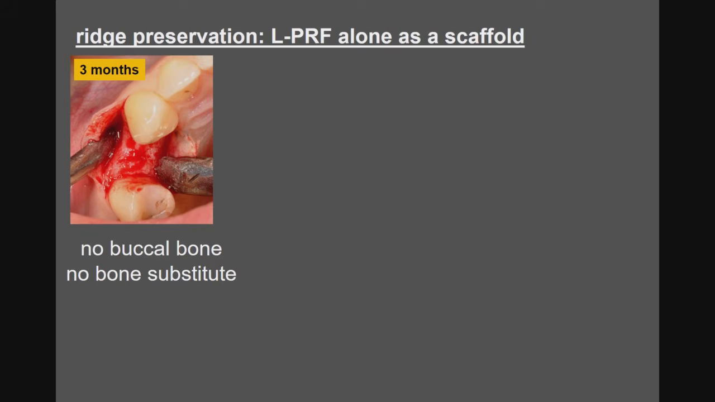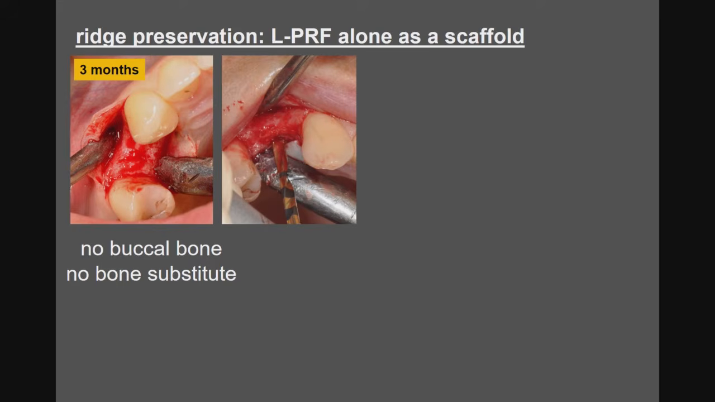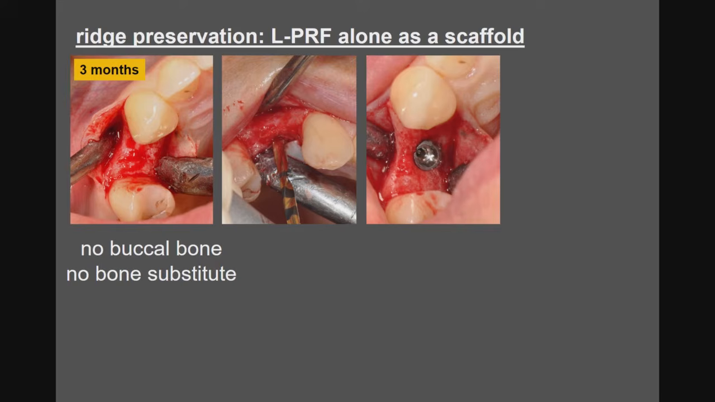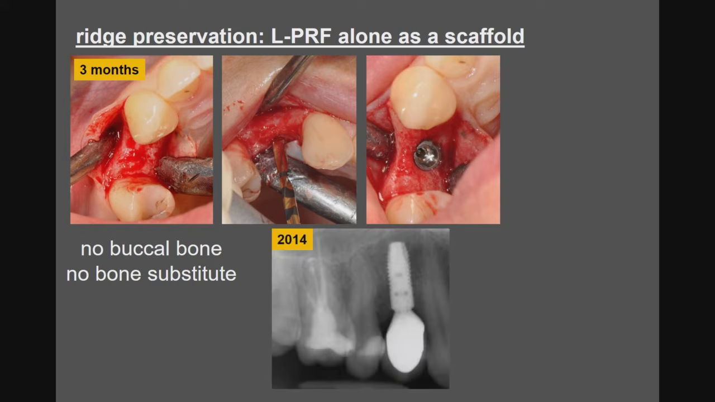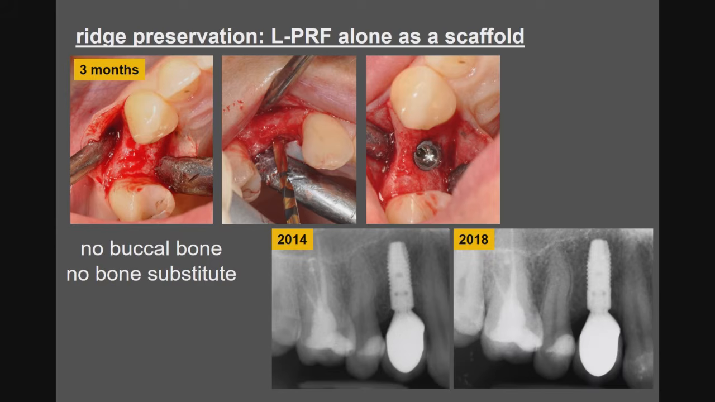Keep in mind, dear colleagues, on this side here, there was no buccal bone. And we also did not use a bone substitute. This is all natural, well-vascularized bone. So we could immediately go for an implant placement, more than enough space, the X-ray in 2014 and in 2018.